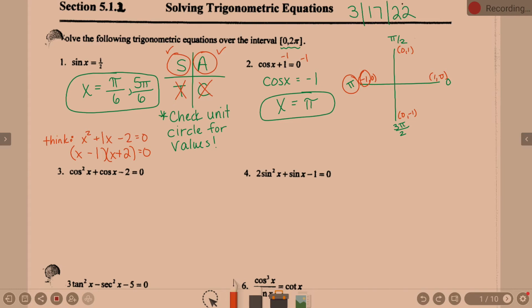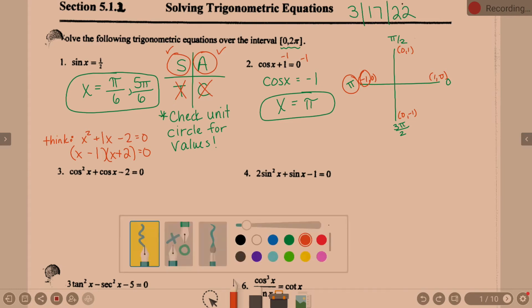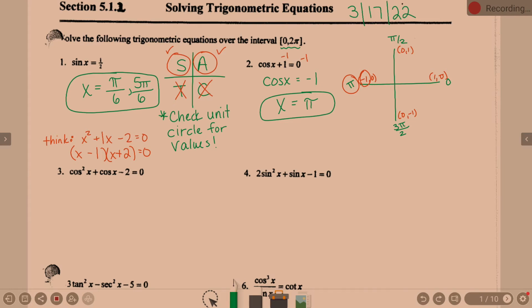Okay. Now we're going to do it with cosines. And this is why I said I don't want to move the 2 over, because I'm seeing a squared term, a regular term, and a number term. So I want that equal to 0 so I can factor it. Now, okay, cosine squared x. See, x squared broke into x times x. So what does cosine squared x break into?